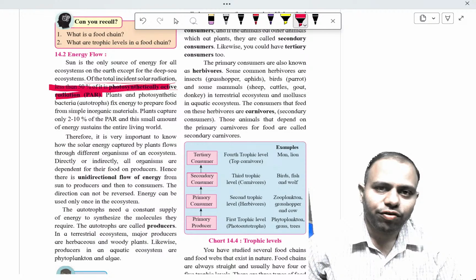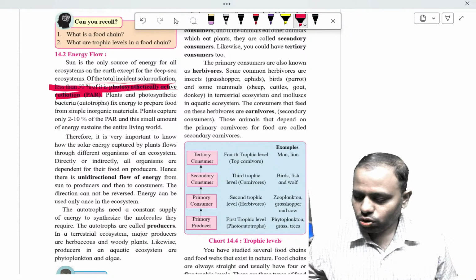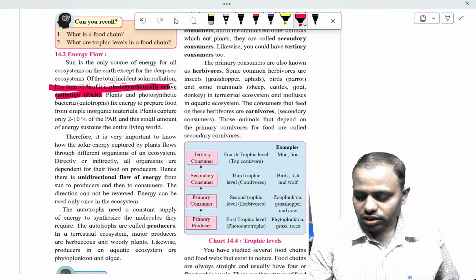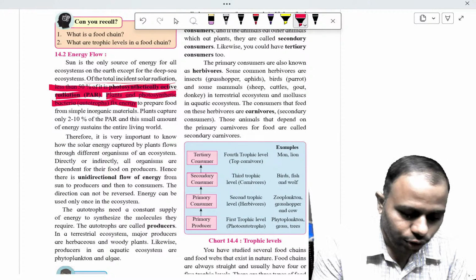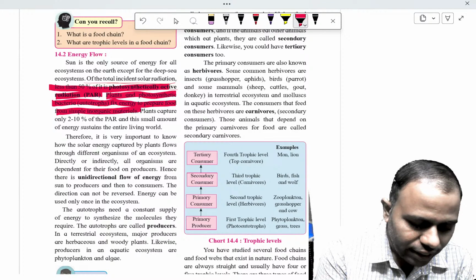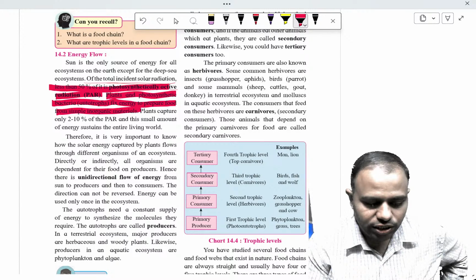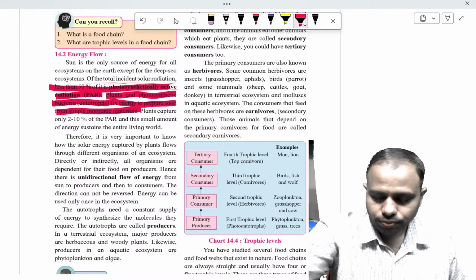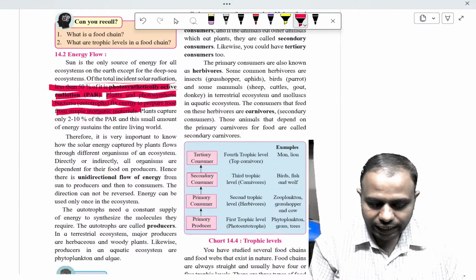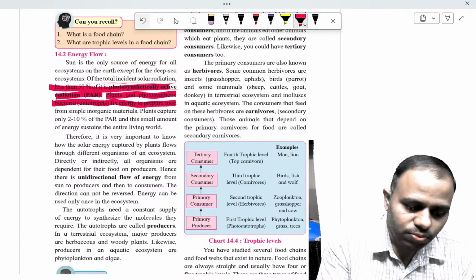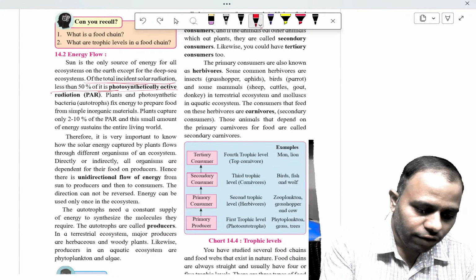Photosynthetically active. Remember, this photosynthetically active radiation is very important, because this is the radiation that is absorbed on earth. So plants and photosynthetic bacteria fix the energy to prepare their own food. Plants and bacteria are using inorganic material, that is CO2 and water. Remember, the plant is taking CO2 from the environment.